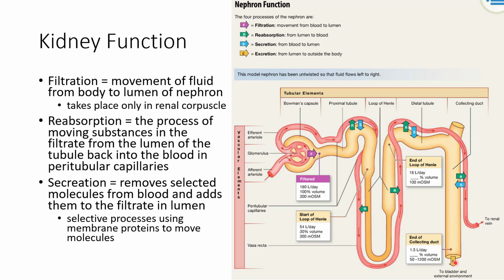So just to recap, filtration only takes place within the Bowman's capsule. Okay, sometimes we refer to this, both the glomerulus and the Bowman's capsule, as the renal corpuscle. But this is where all of our filtration will occur. Reabsorption can occur in the proximal tubules, the ascending, descending limb, distal tubule, and the collecting duct. Whereas secretion, it doesn't happen in the loops of Henle, but it can happen in the proximal tubule, distal tubule, and collecting duct. And excretion only occurs via the bladder.